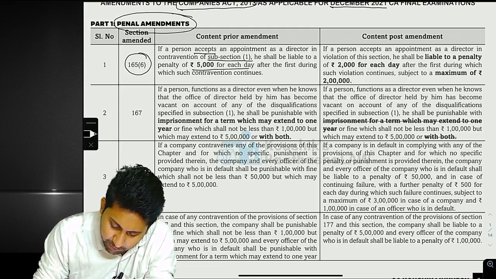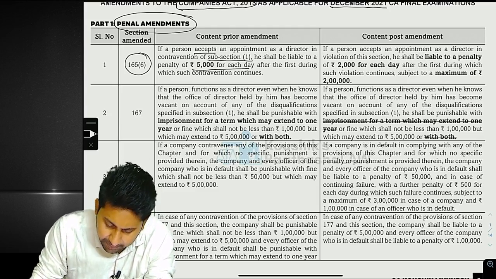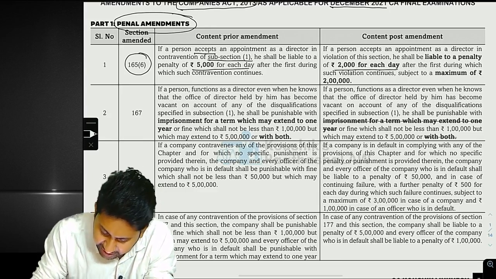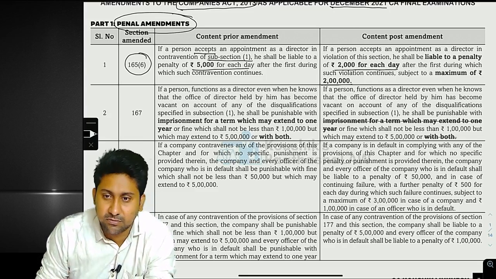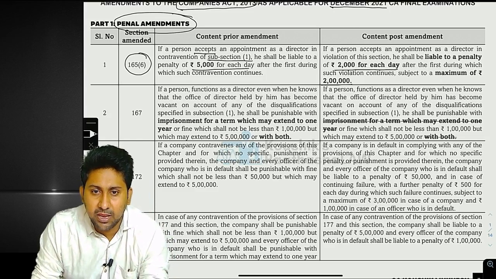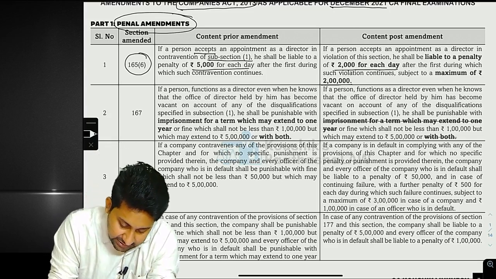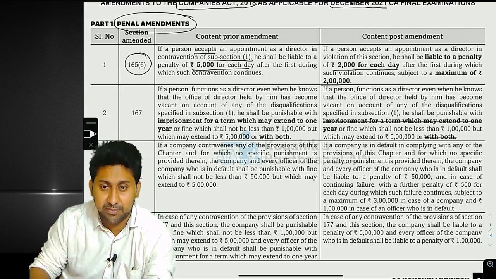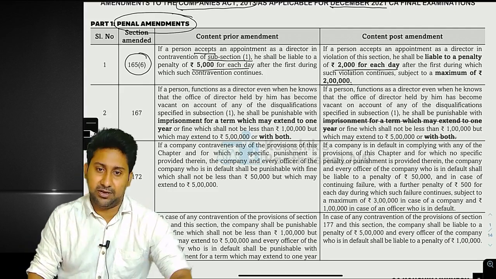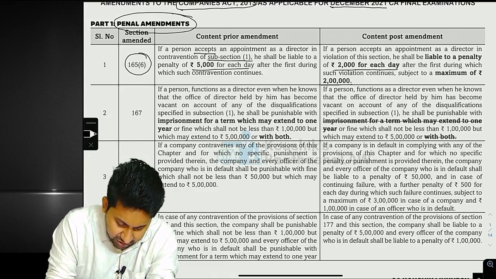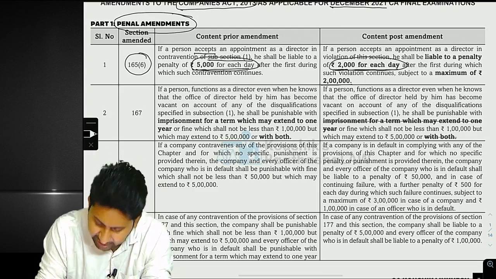If a person accepts an appointment as a director in violation of this section, he shall be liable to a penalty of rupees 2,000 for each day after the first, to the maximum of rupees 2 lakhs. So what is the amendment that has come? Previously, holding a directorship in excess had unlimited liability; unlimited payment of penalty used to be there once upon a time. They reduced that. Reduced what? 5,000 for each day has been reduced to 2,000 for each day.